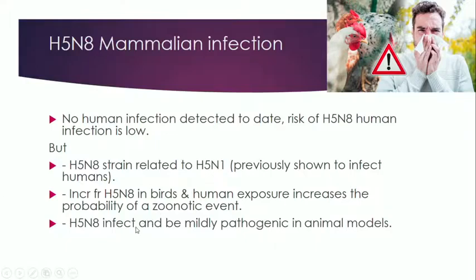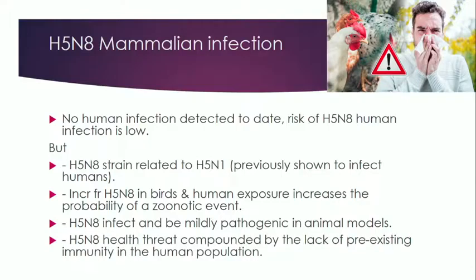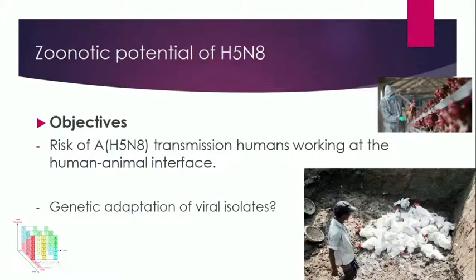H5N8 has also been known to be mildly pathogenic and has been shown to infect mammalian models. So they found that they can infect mice as well as ferret models. And one of the bigger problems is that there's absolutely no pre-existing immunity to this particular virus in the human population. So if it does adapt, it will be a particularly big problem.